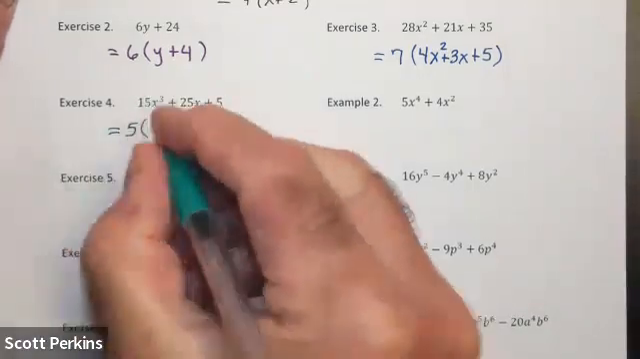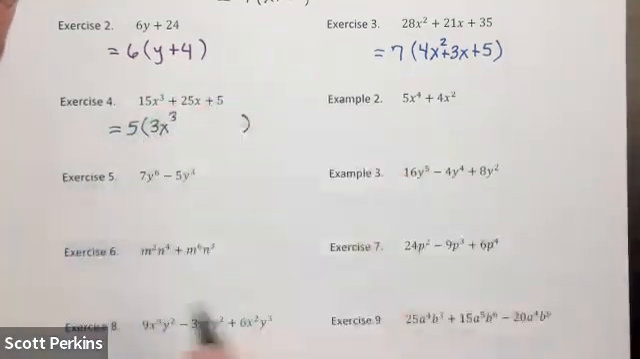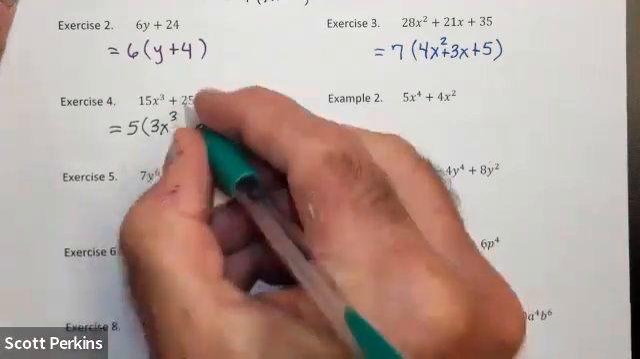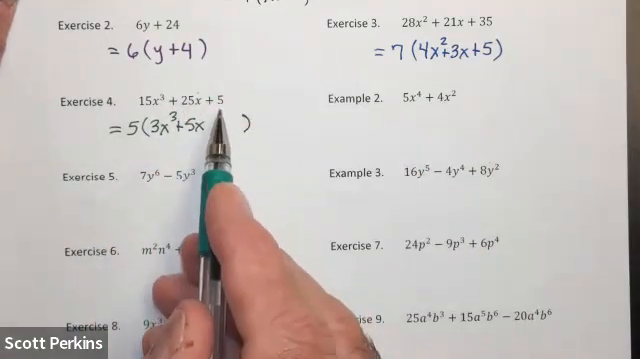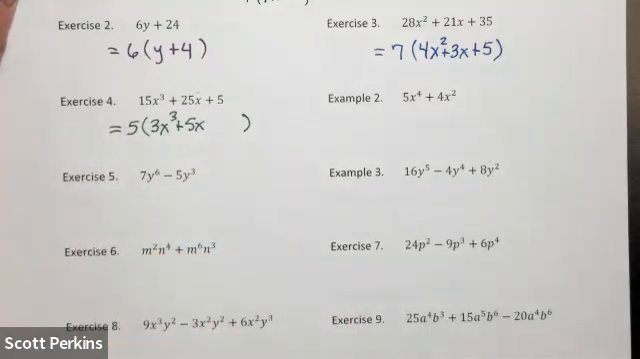15x cubed divided by 5 leaves 3x cubed. 25 divided by 5 leaves me 5x. And now here's the last term. What happens when I factor the 5 from the last term? What's 5 divided by 5? 1.